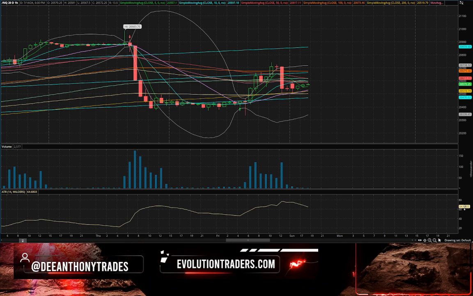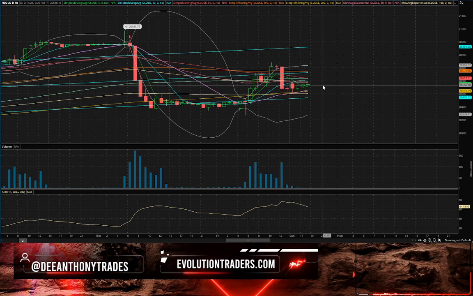Now, if we open up flat or a little down, then look for those shorts to get trapped and look for the reversal back up to the upside. That would be a nice trade.